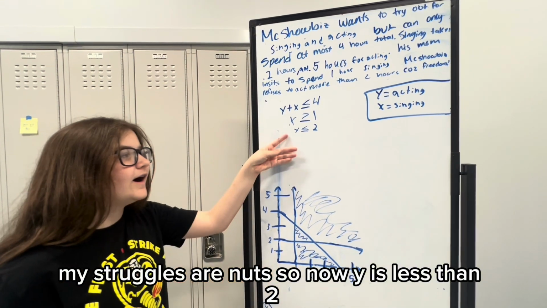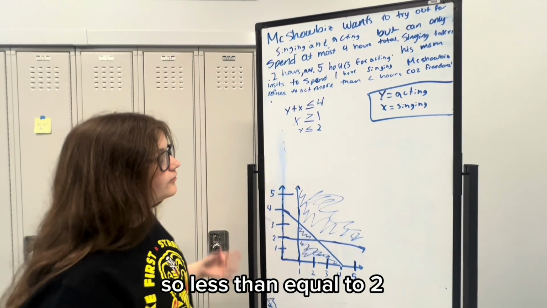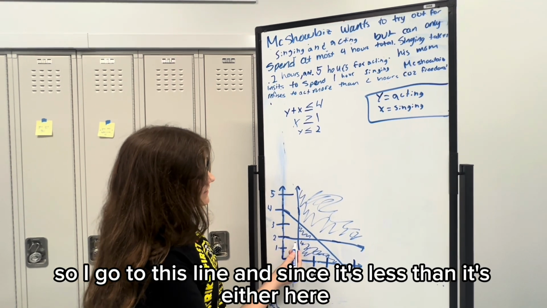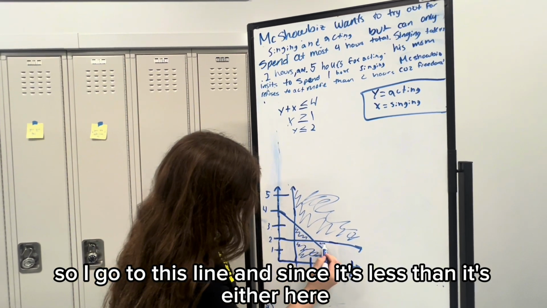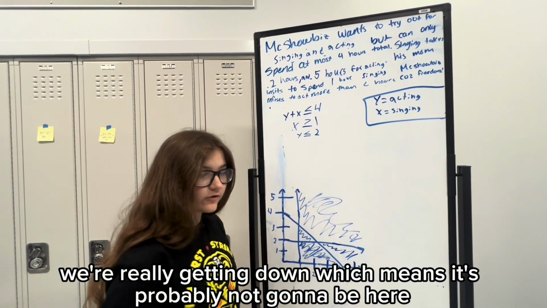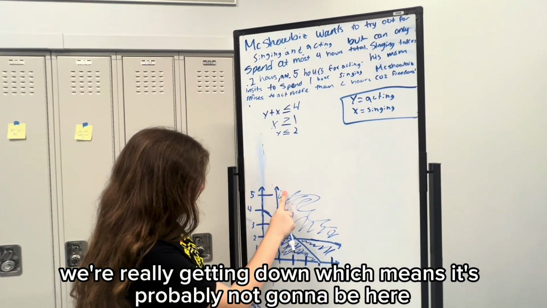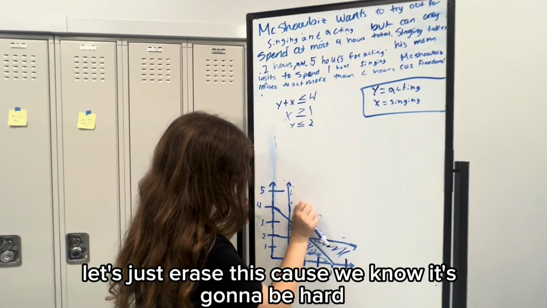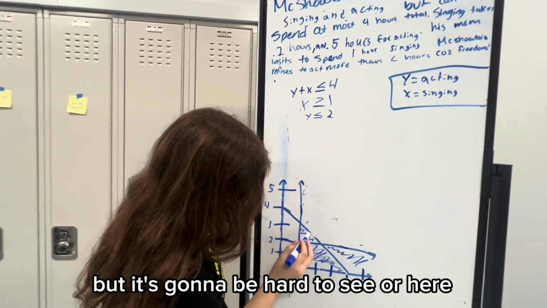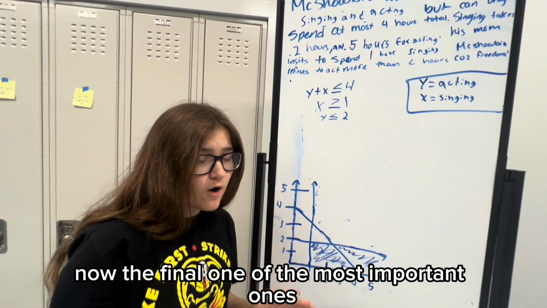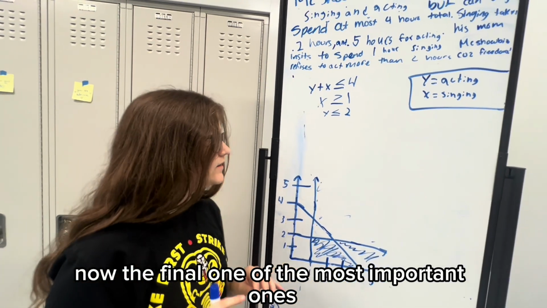So now y is less than or equal to 2. So as we go to this line, and since it's less than, it's either here or here. Wow, narrowing it down, which means it's probably not going to be here. Let's just erase this because it's going to be hard to see. Or here.